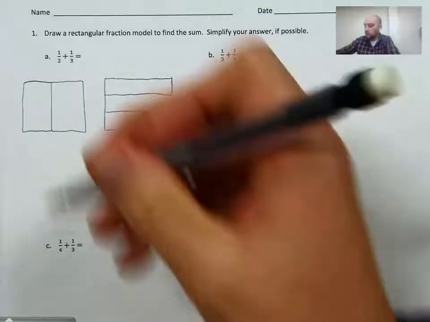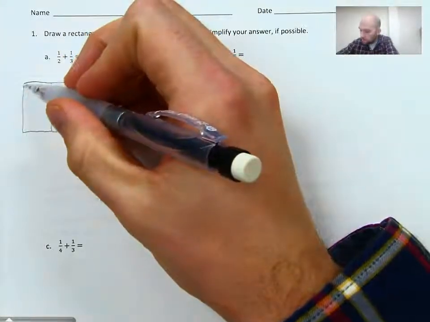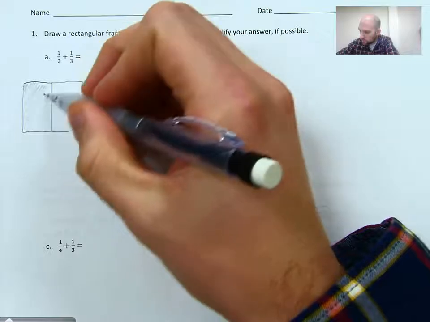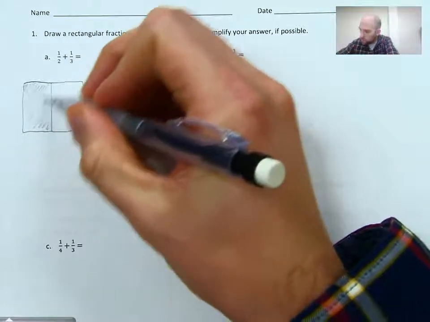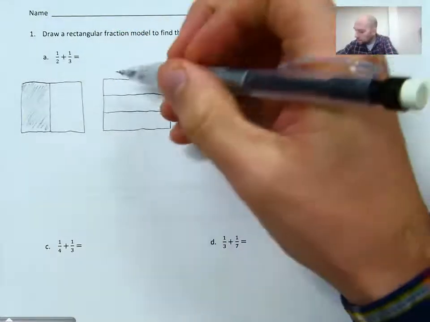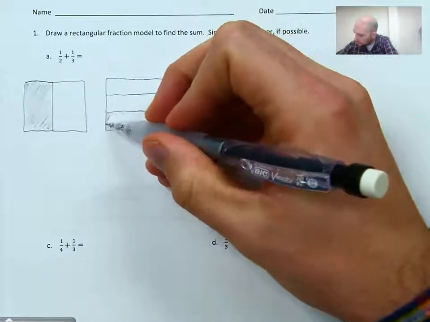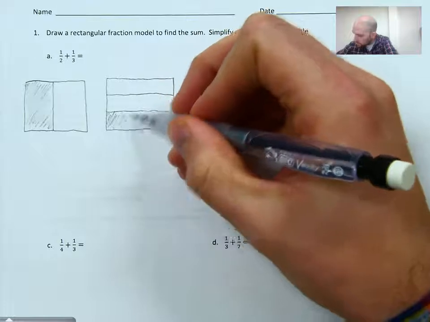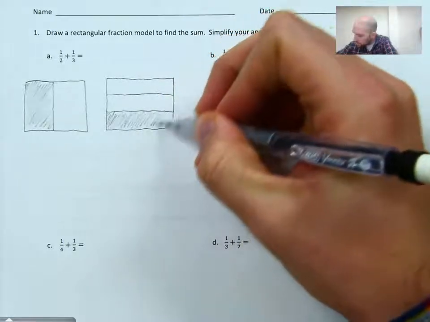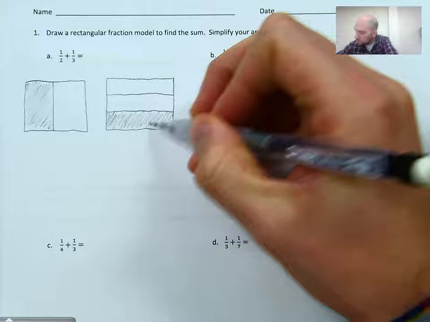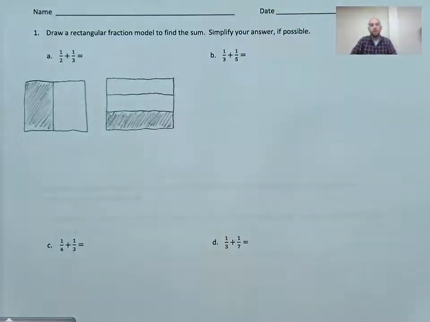Now, I'm going to shade in my 1/2, and I'm going to shade in my 1/3. Try to do that nice and light so that we can go to our next step here. And then I have 1/3 here, so I'm going to shade in this bottom piece here. And now what I'm going to do is I'm going to split my first rectangle into thirds, and I'm going to split my second rectangle into halves. And we'll see what we get.